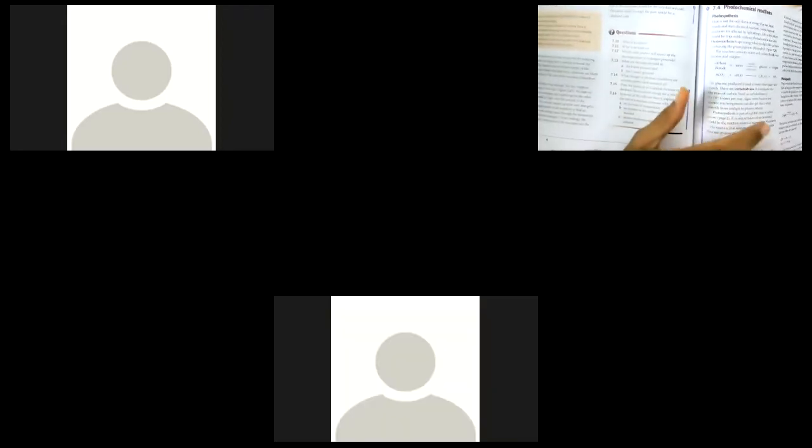Manganese oxide. Manganese 4 oxide. What's the formula for manganese 4 oxide? MnO2. Very good. And why is it MnO2? Can anybody explain to me real quick?